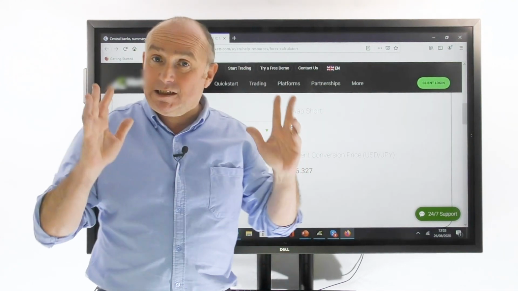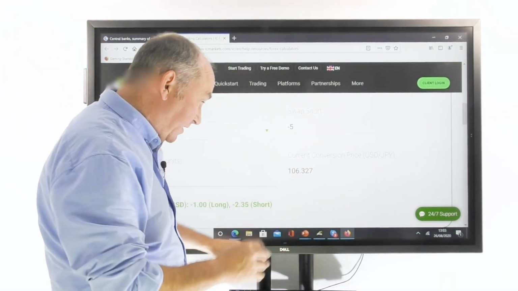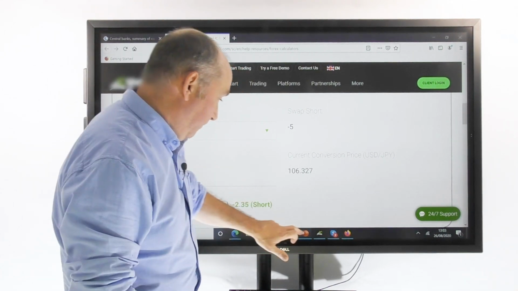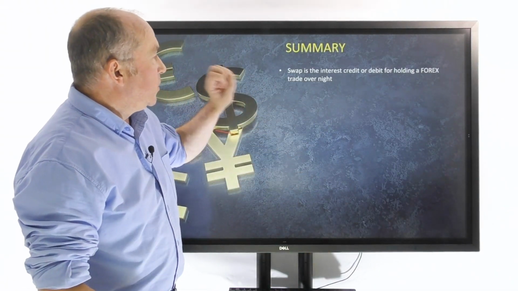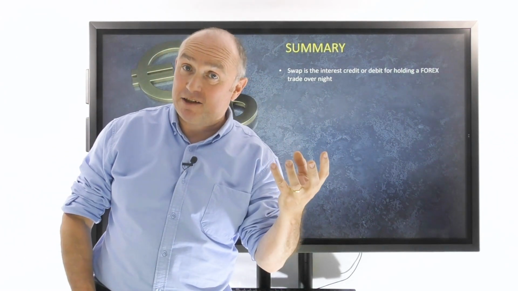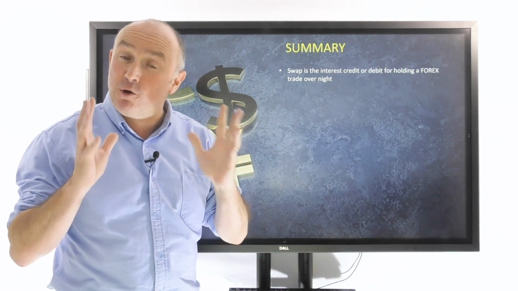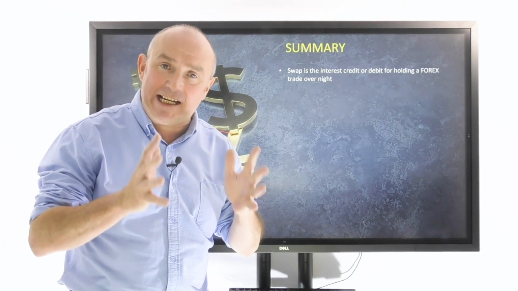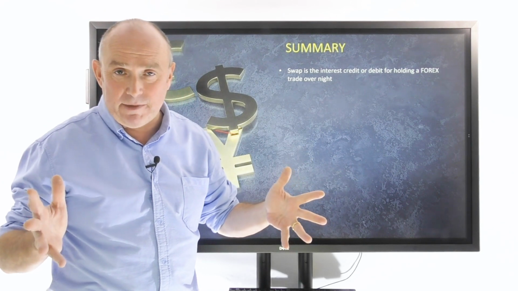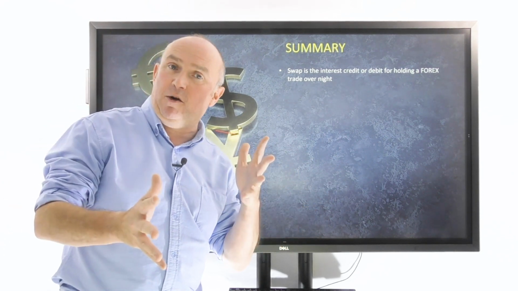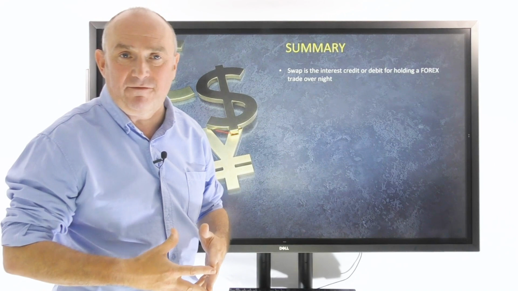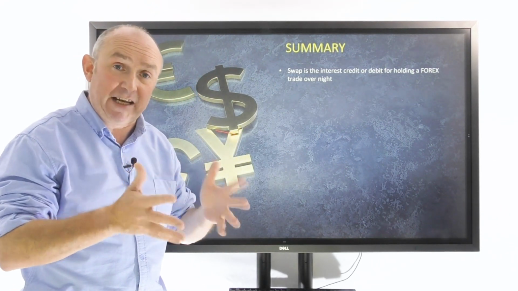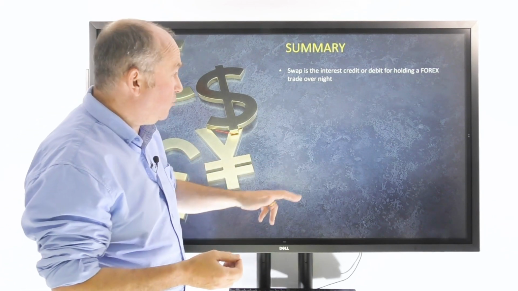So I now want to show you a quick summary of what I've discussed so that you're not left in any doubt about what we are talking about. Okay, so here we go. The swap is the interest credit or debit that you get into your account for holding a Forex position overnight through the daily close of that candle. As I said, many brokers have different times when they close their daily candle. Typically though, it's the 5 p.m. New York close, but you need to check that out with your broker so you know when the swap, the rollover fee, will be charged or indeed credited.